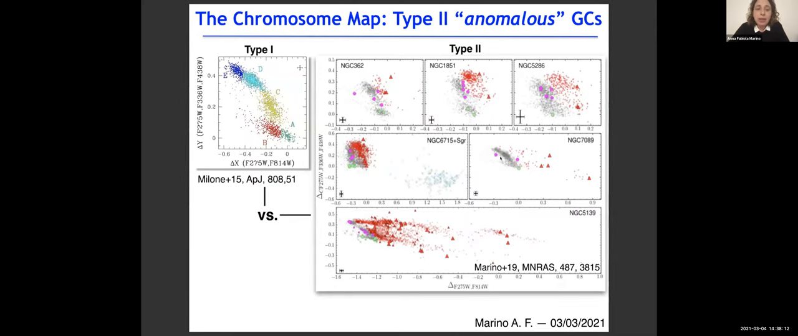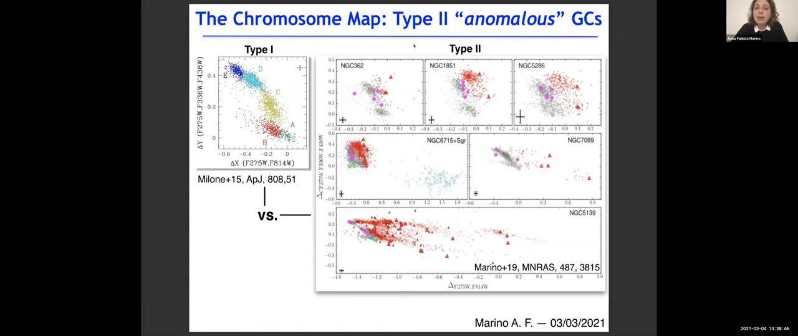I think, in my opinion, one of the most intriguing findings from the analysis of these powerful photometric diagrams is the fact that in the Milky Way, we can distinguish two different classes of globular clusters. We have the type 1 clusters that have a chromosome map like this one shown here. So you can distinguish different stellar populations. Here we can distinguish at least 5 populations. And these are the most common globular clusters in our Milky Way.